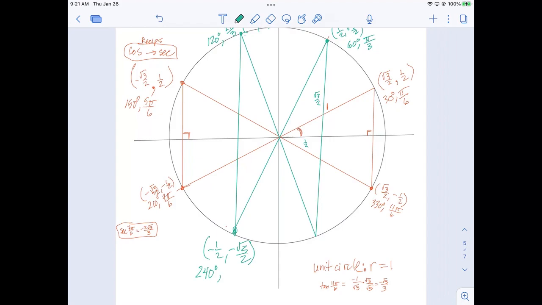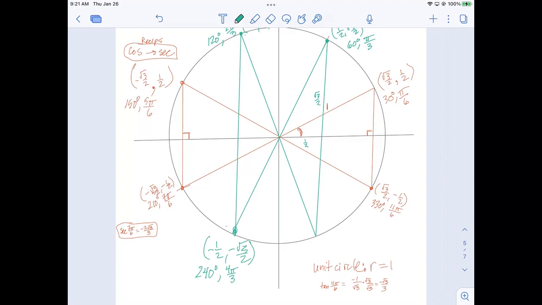240. And then the ordered pair in radians. Well, what is it when I'm pi thirds past pi? 4 pi thirds. Fantastic. So cosine of 4 pi thirds is negative 1 over 2. Sine of 4 pi thirds is negative square root of 3 over 2. Tangent of 4 pi thirds is positive square root of 3, because it's a negative over a negative.